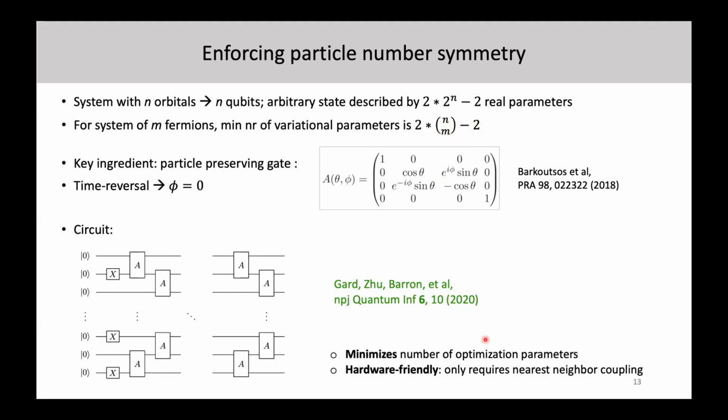So what's nice about this is you expand the target symmetry subspace exactly once by tuning these parameters. So it minimizes the number of parameters you need to do that. And we only use nearest neighbor gates in this construction, making it friendly for hardware in which that's typically the case.